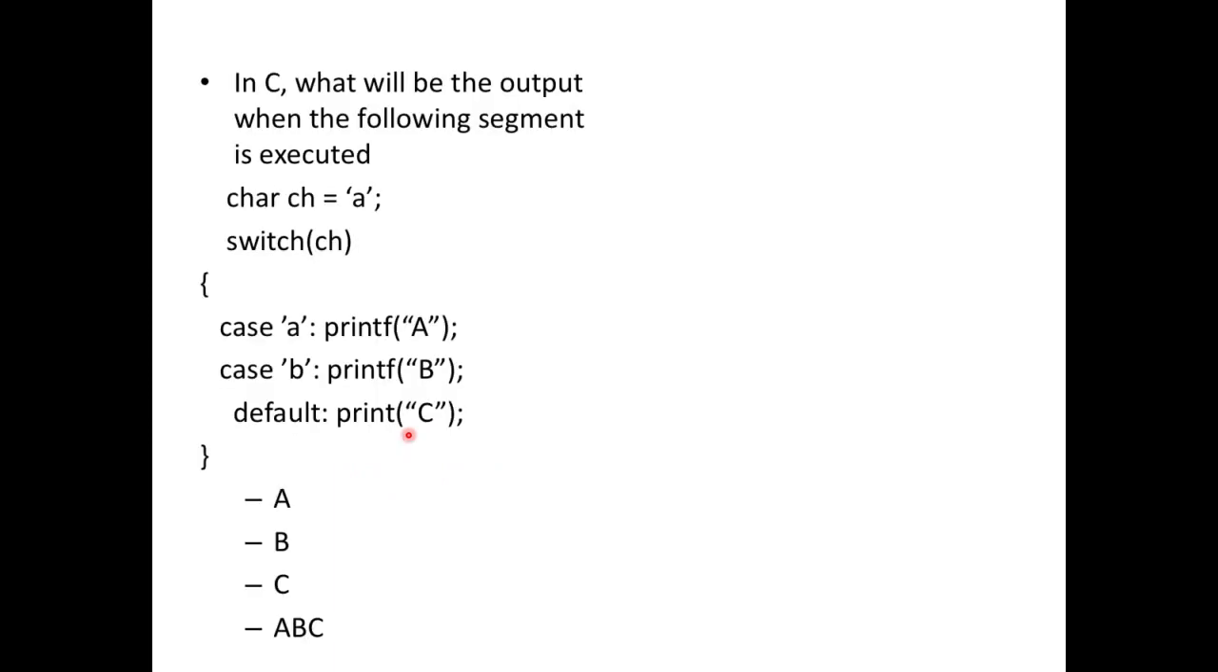Now let us move to the next slide. In the next slide there is one more small piece of code. Just go through the code. You have a variable of the type character, specified as a, then a switch statement. Then you have different cases a, b and default, where you have the print statements. What should be the output of this particular switch?